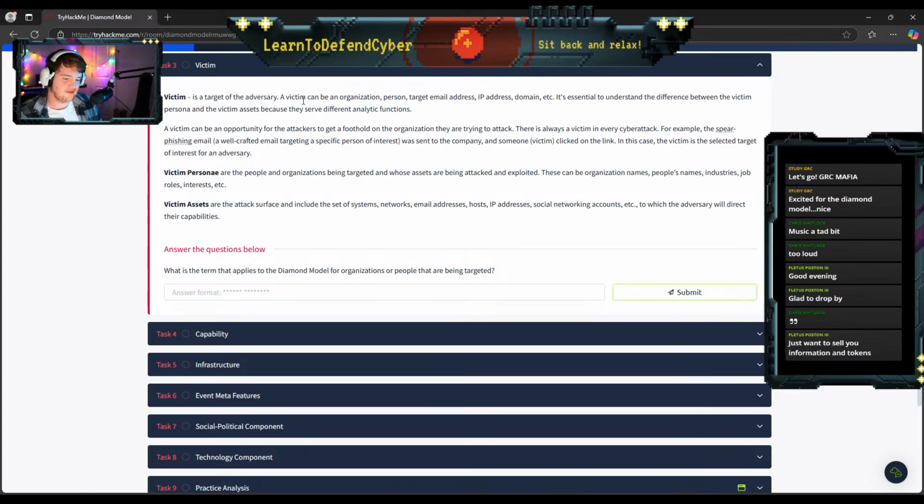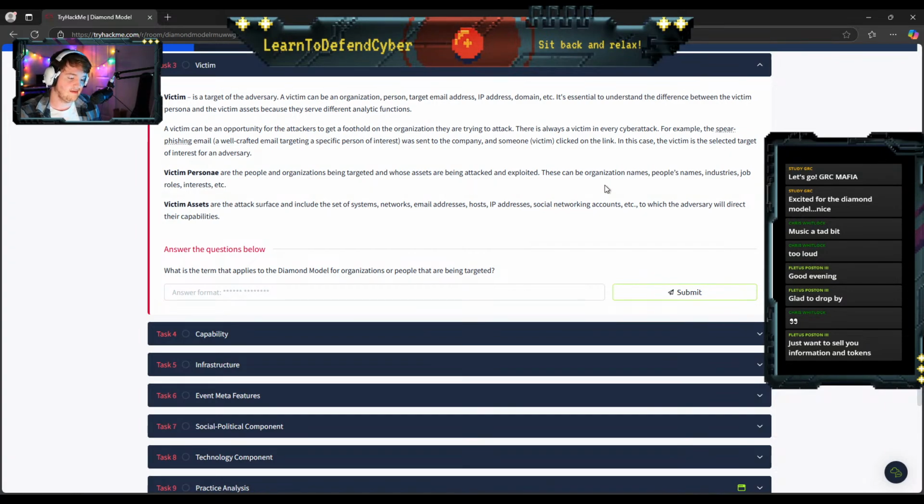Victim, target of an adversary. Victim can be an organization, person, target email address, IP address, domain, etc. Victim is a victim. It is essential to understand the difference between a victim persona and victim assets. So personae are the people and organizations being targeted and whose assets are being attacked and exploited. The assets are the attack surface, including systems, networks, email addresses, hosts, IP addresses, social networking accounts, etc.